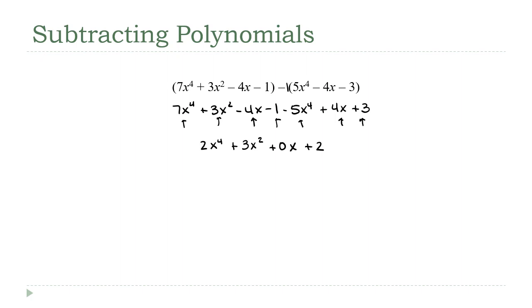Okay, we're not quite done this time, right? I would never put plus 0 anything, right? 0x is just 0, so I don't have to write it. So my final answer would be just 2x to the fourth plus 3x squared plus 2.